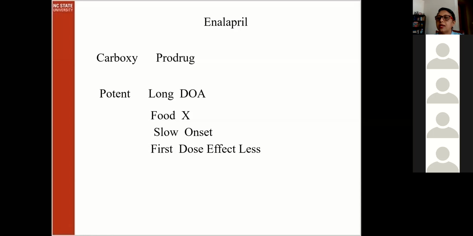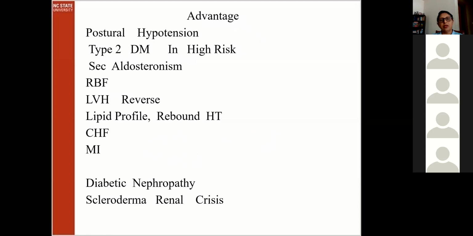So three methods are there: taking the drug at a low dose, taking rest, or lying down for another 1 or 2 hours, or taking the drug at bedtime so that this hypotension can be prevented. The hypotension with the first dose is called first dose effect or first dose phenomenon. But enalapril has very little of it. The advantage of enalapril, and ACE inhibitors in common, is that postural hypotension is less.